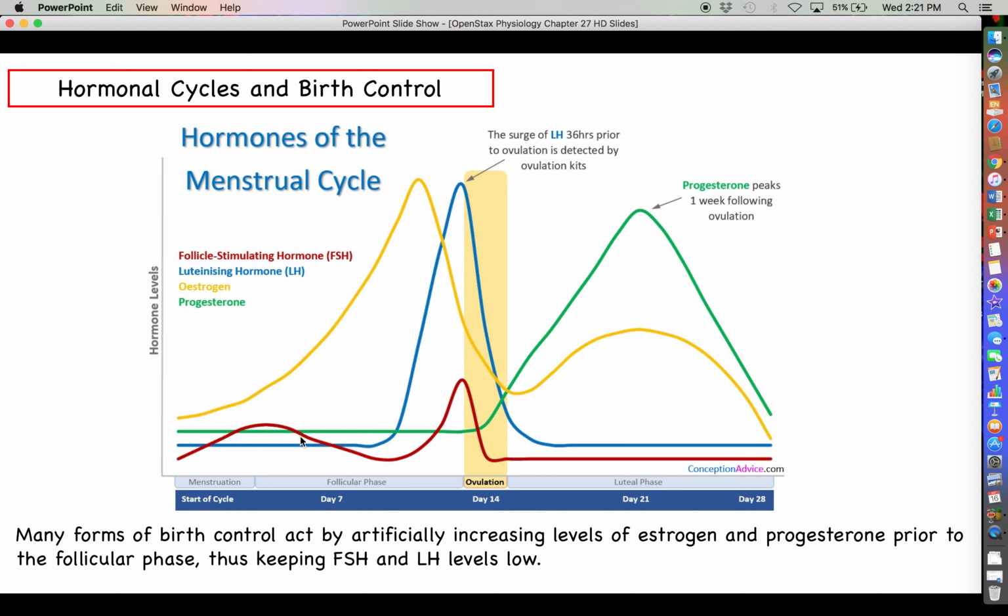Okay, so if we look at follicle-stimulating hormone, that's going to really start to rise towards the first part of the follicular phase and then really kind of start to peak about the same time that luteinizing hormone does. And again, it helps to kind of categorize that in the same way because it is one of the things that happens right before ovulation.